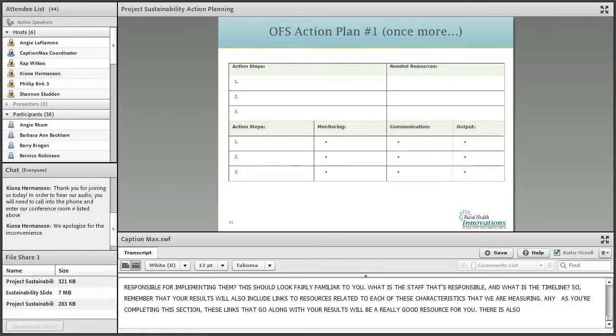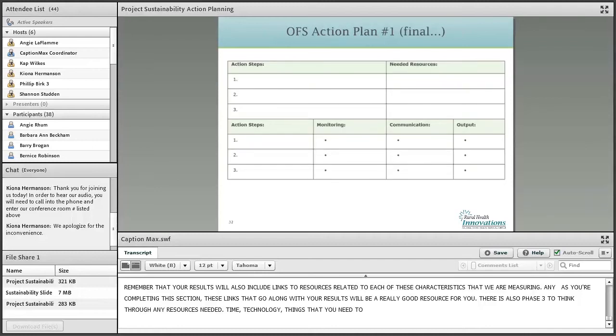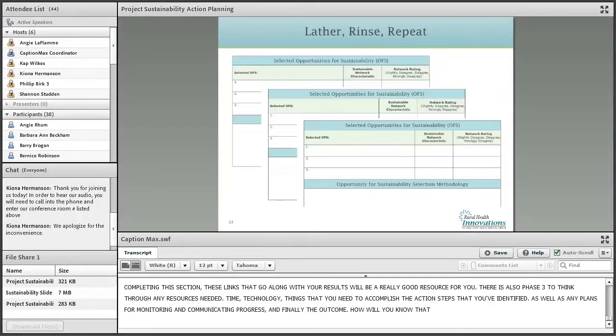There's also space for you to think through any resources needed, like time, talent, financial resources, technology, that you need to accomplish the action steps that you've identified. As well as any plans for monitoring and communicating progress, and finally, the output for each step. How will you know that step is complete?